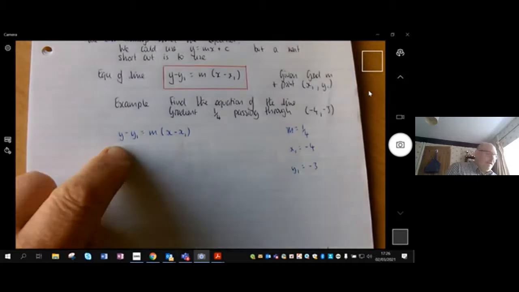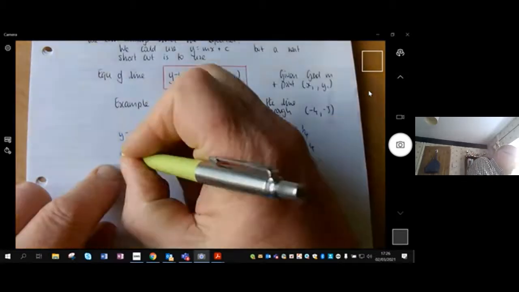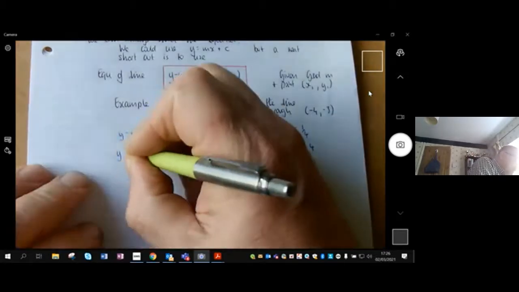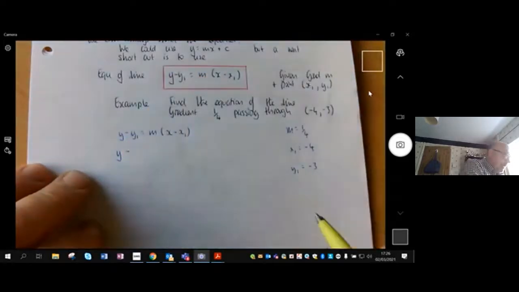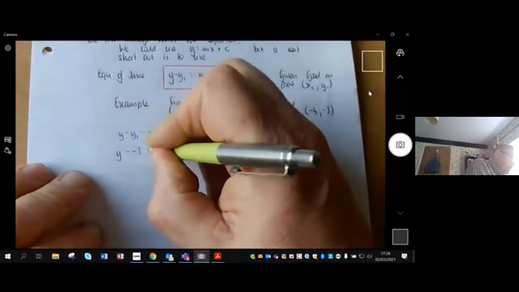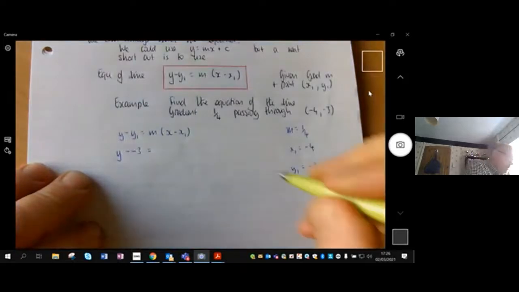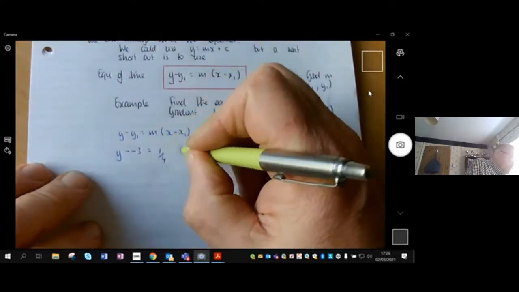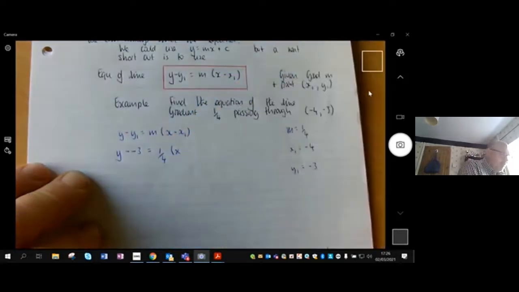y is part of my answer. So y minus y1, which is -3, equals 1/4 (x minus -4).